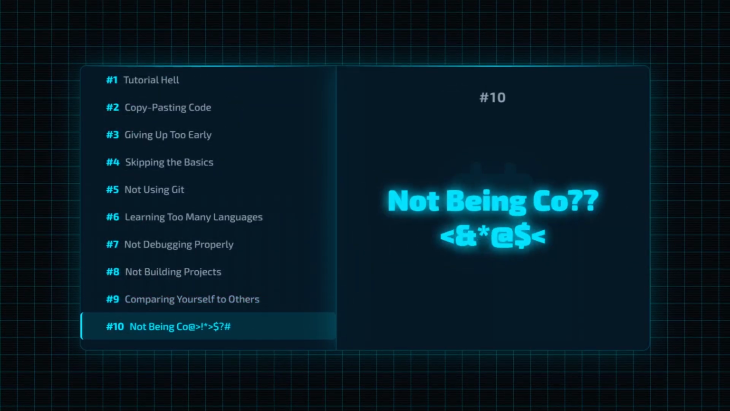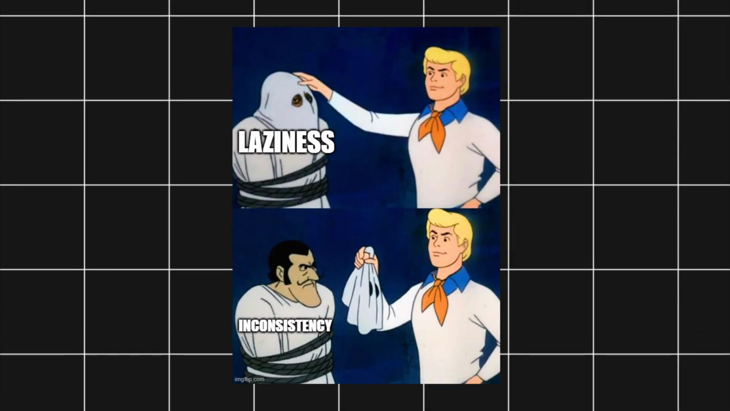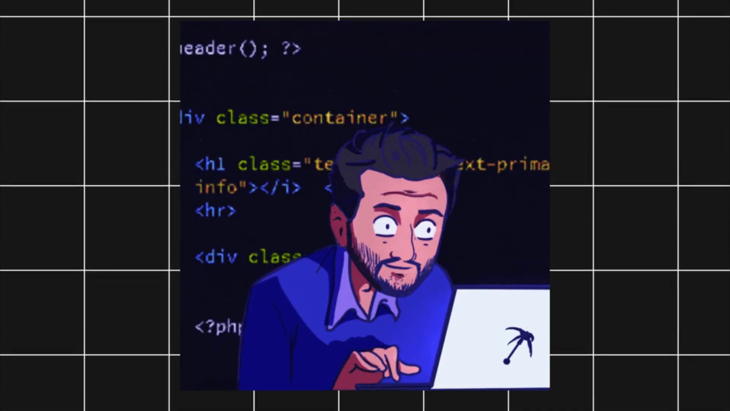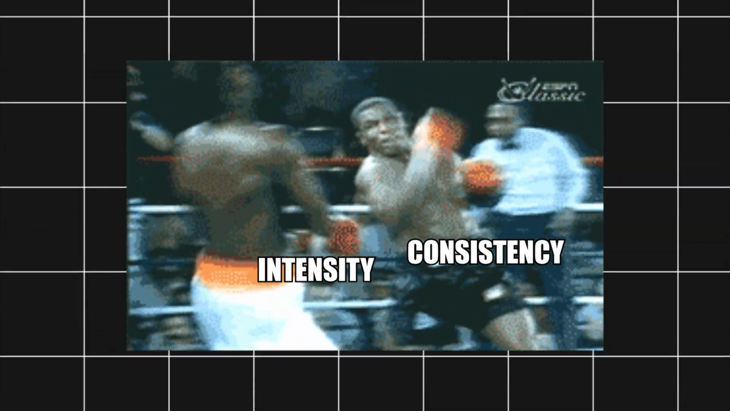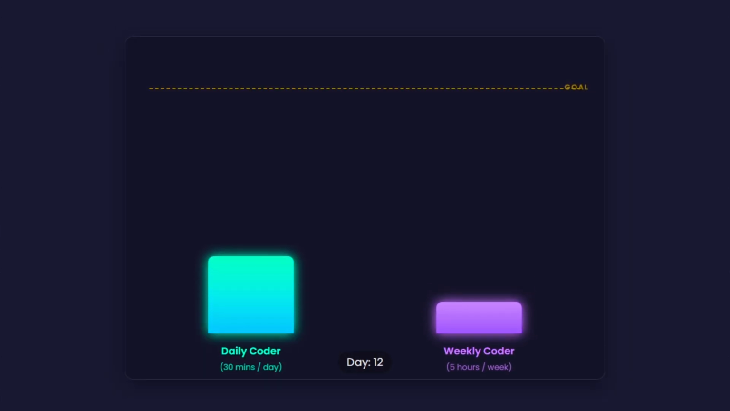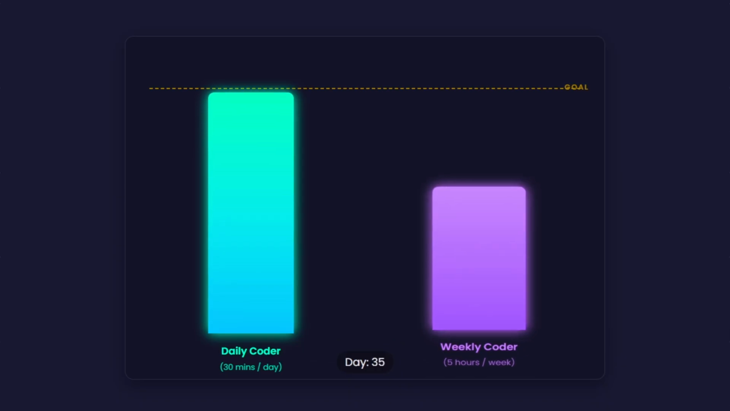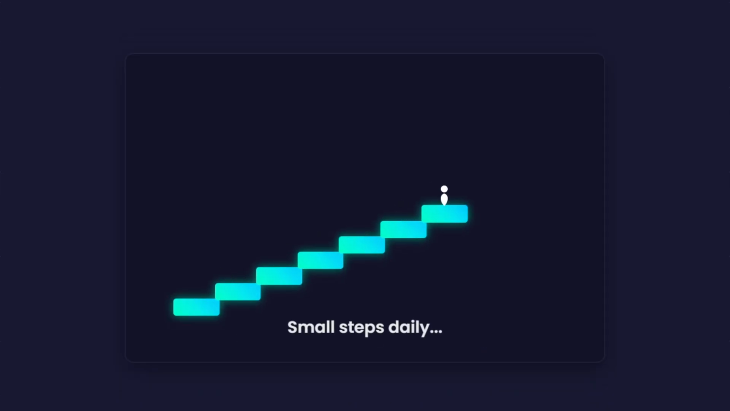And finally, this last mistake might be the most boring, but it's also the most deadly. Not being consistent. The biggest killer is inconsistency. You code one day, then disappear for a week. That's why nothing sticks. Consistency beats intensity. Even 30 minutes a day compounds faster than coding once a week for 5 hours. Small steps daily equal big wins over time.